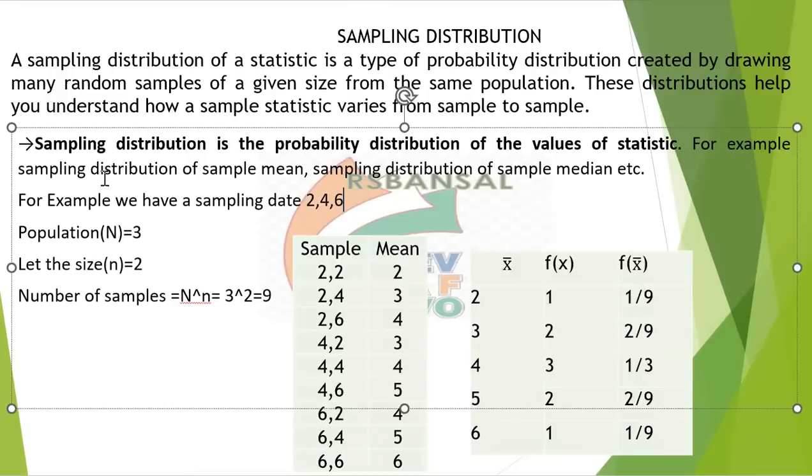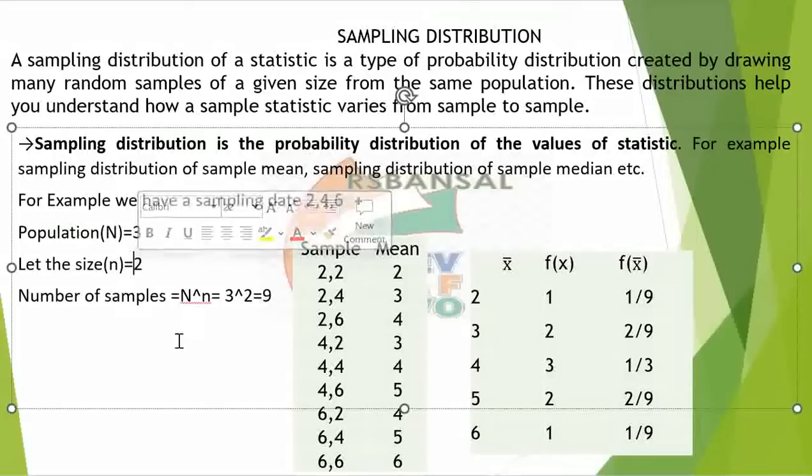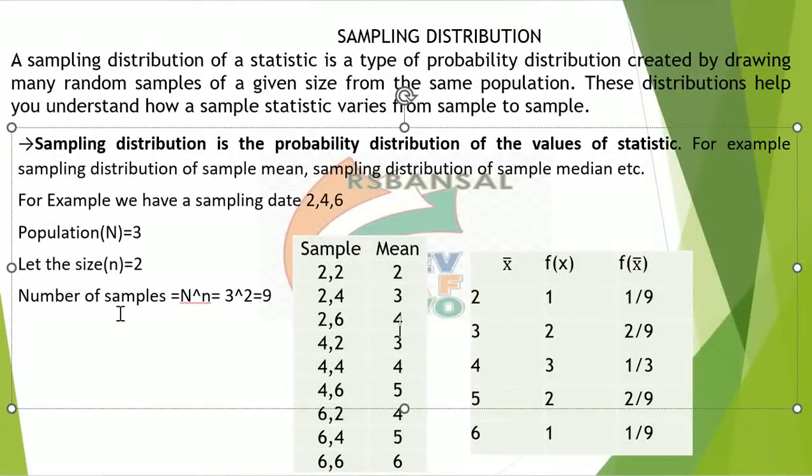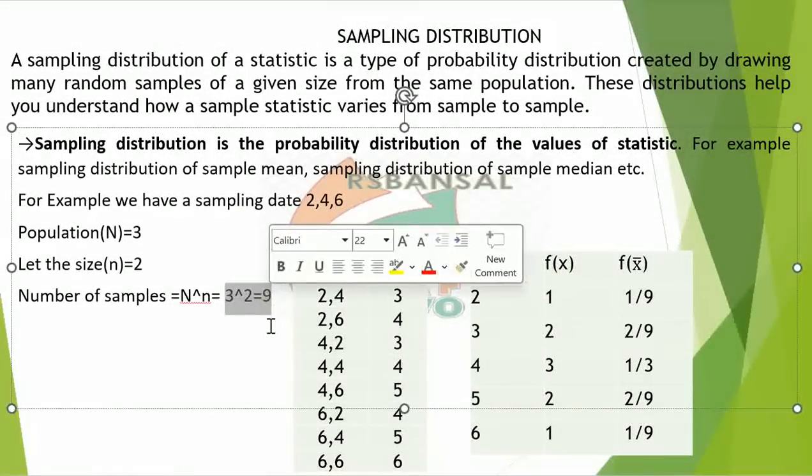For example, sampling distribution of sample mean, sampling distribution of sample median, etc. For example, let us suppose we have sample data 2, 4, and 6. So see here, the population size, the number of terms of the data, is 3. Let the sample size be n equals 2. The number of samples you require is N raised to power n, that is 3 raised to power 2, which means you require 9 samples.